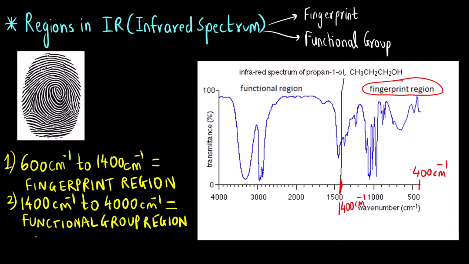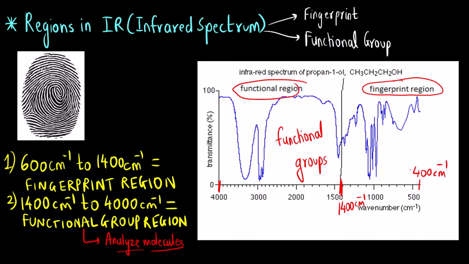And another region is the functional group region. This is a very important region that will be helpful for us to analyze the organic molecules. So this is the functional group region that you can see from 1400 to 4000. Here whatever peaks that we see will be important to identify the functional groups. That will be helpful in identifying the functional groups.